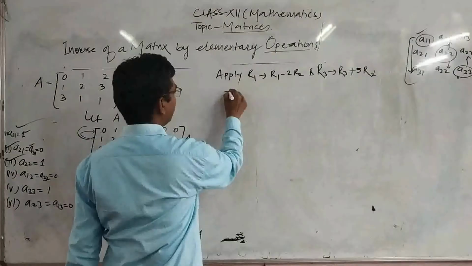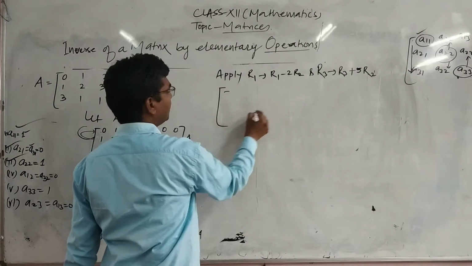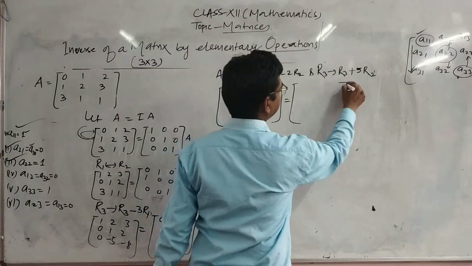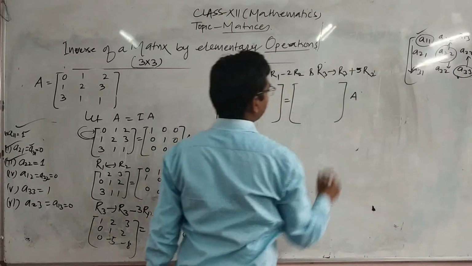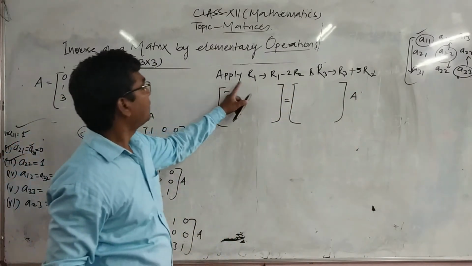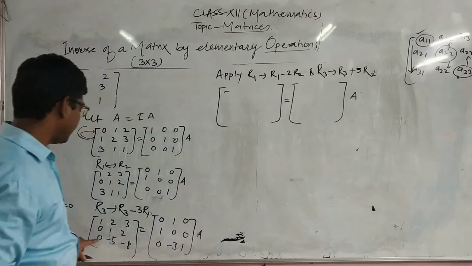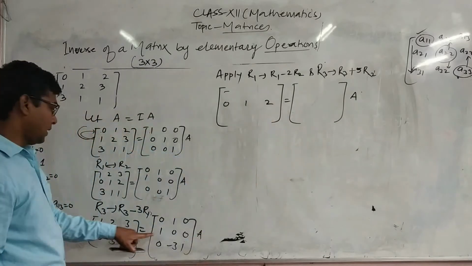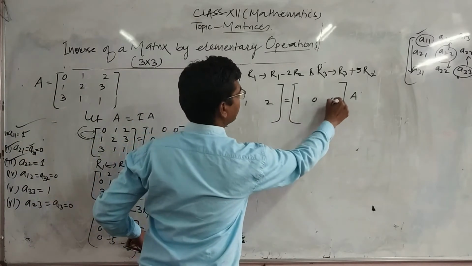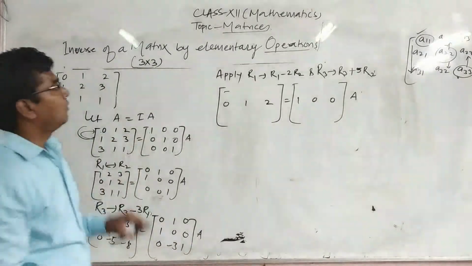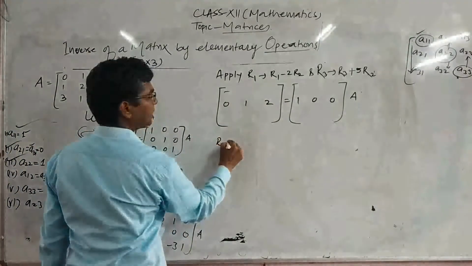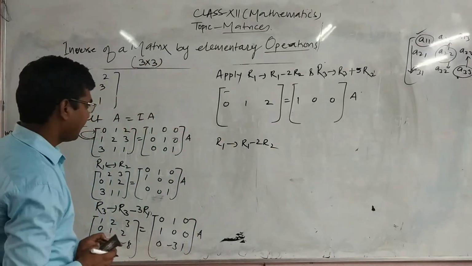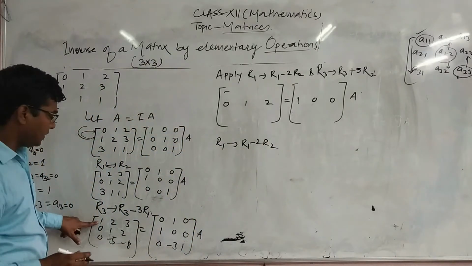First of all we will apply this operation on the left side, then we will apply it on the right side. Now we know R1 and R3 change, and R2 will remain as it is. So just write R2 as it is: 0, 1, 2 and 1, 0, 0. Now this is R1. R1 is R1 minus 2R2.